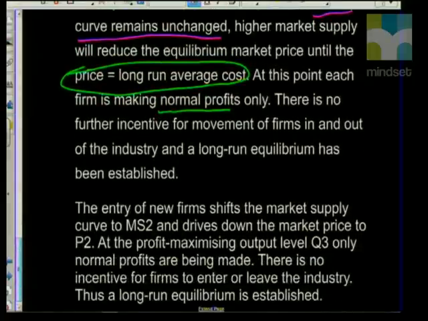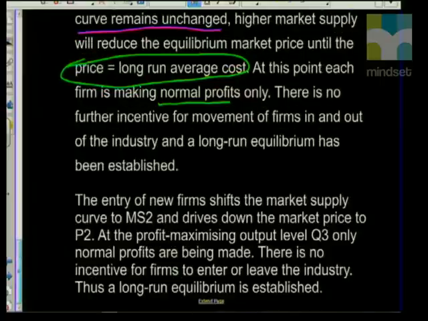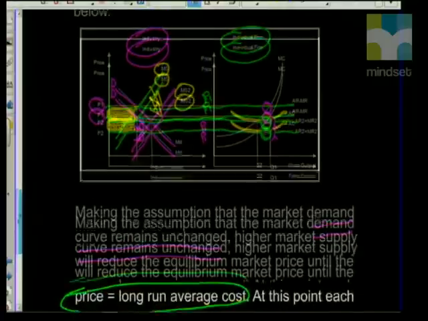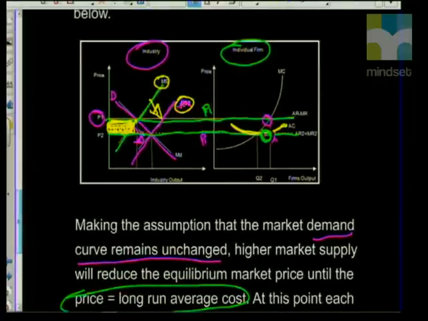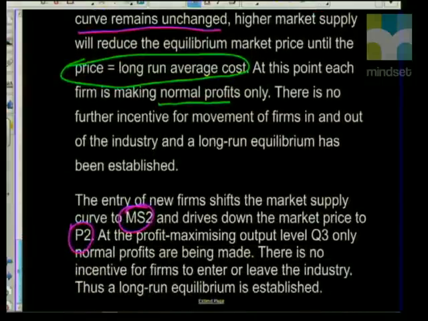There's no further incentive for movement of firms in and out of the industry, and a long-run equilibrium has been established. That means there won't be new people or businesses entering the market, and the existing suppliers won't necessarily leave the market unless they find an opportunity to make supernormal or economic profit. The entry of new firms shifts the market supply curve to MS2, as I indicated, to the right, and it drives down the market price to P2. This I've indicated on the graph already. So new supply curve and a new price. There's the new supply curve, there's the new price. There's no incentive for firms to enter or leave the industry, thus a long-term equilibrium is established.